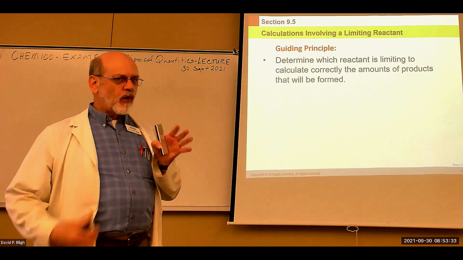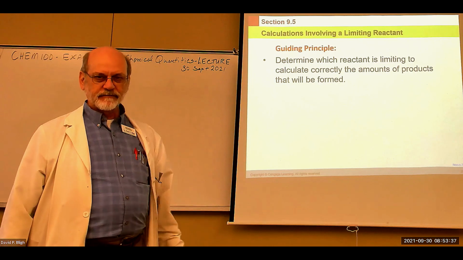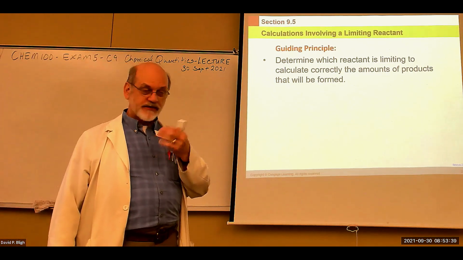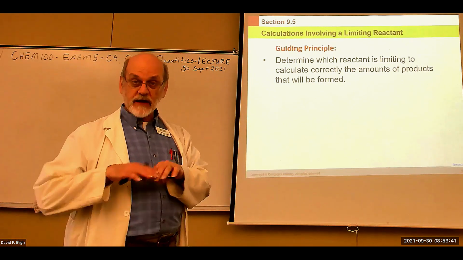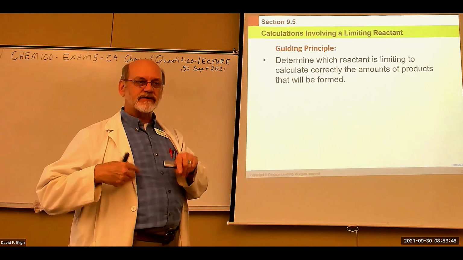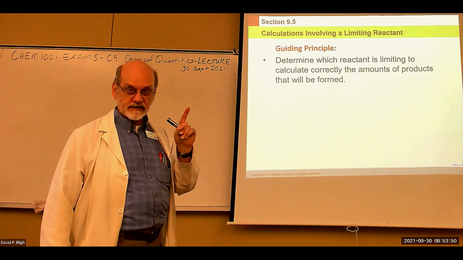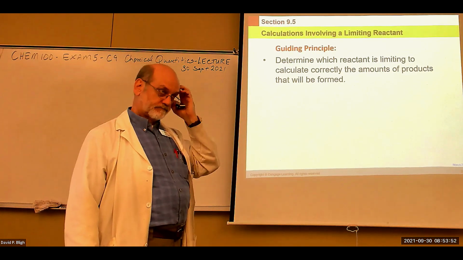You have to find some way to determine which one is limiting. Because like I said, once that limiting reactant runs out, the reaction stops. And that determines the maximum amount of products that can be produced when the limiting reactant is consumed.